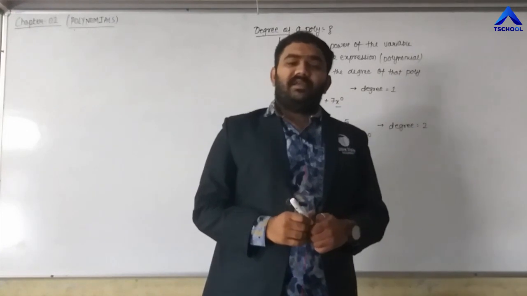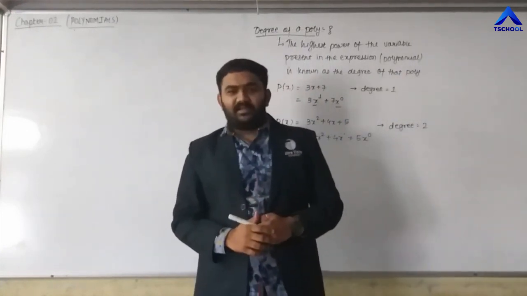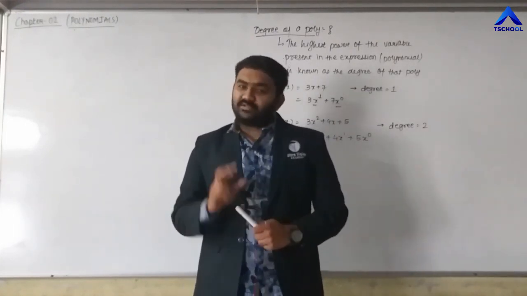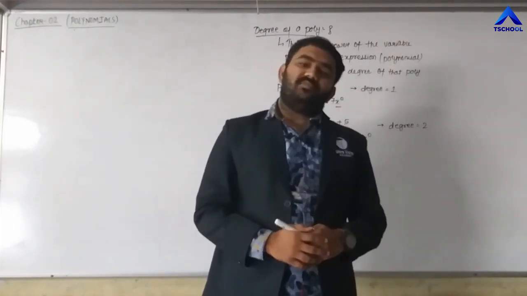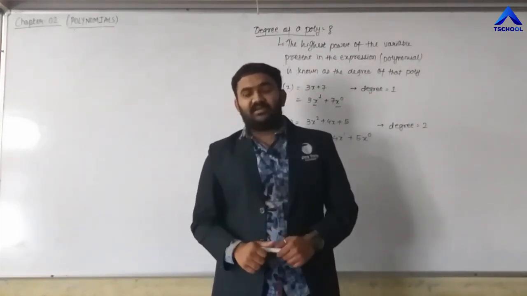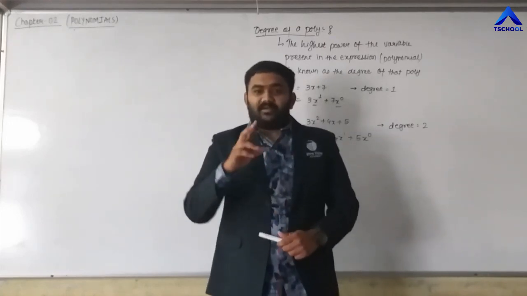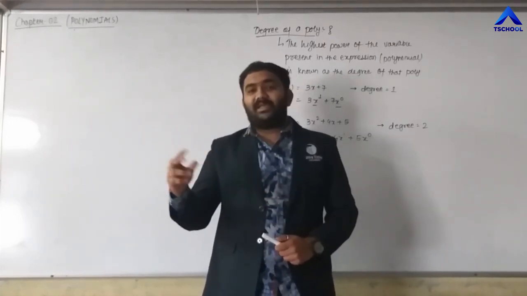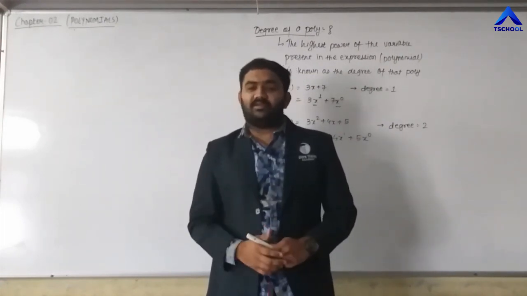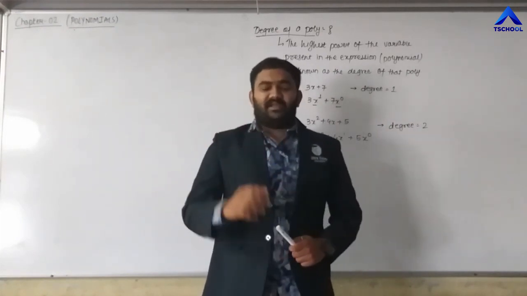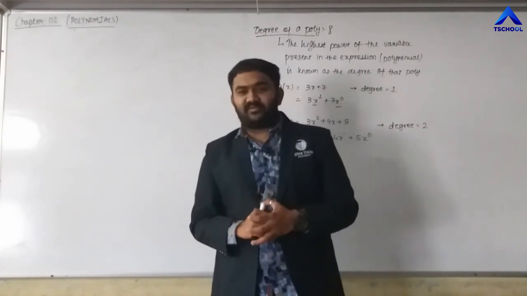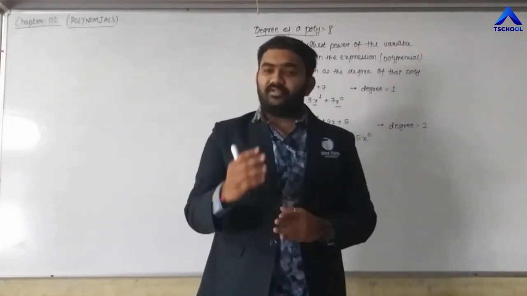If a polynomial has only one term present in it, then that polynomial is known as a monomial. If a polynomial has 2 terms present in it, then that polynomial is known as a binomial. If a polynomial has 3 terms present in it, then that is known as a trinomial. And if a polynomial has more than 3 terms, then that is known in the category of a polynomial, a simple polynomial, right? So those are the specific names of each and every polynomial based on the number of terms present in them.